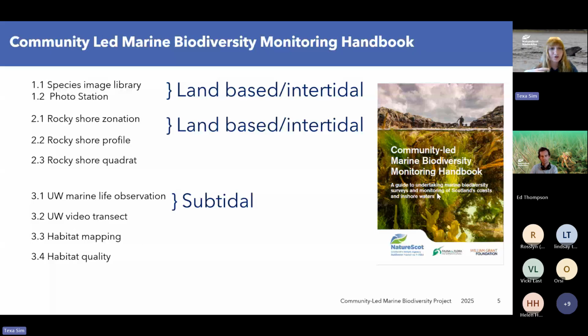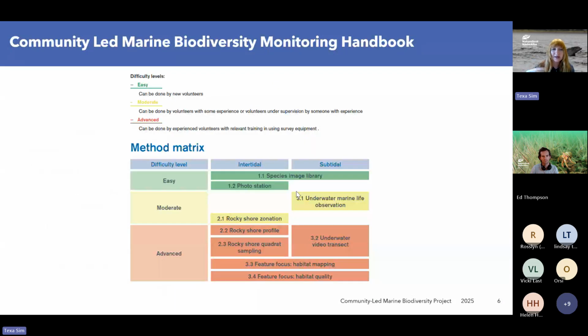So I've alluded to the fact that we've graded these different methods in terms of how easy and how much more involved they are. The underwater ones, the subtidal ones, are a little bit more tricky, and the easier ones are the photo station and the species image library. So that might help you when you think about using these. It might help you have an idea of what extra things you might need to support that method.